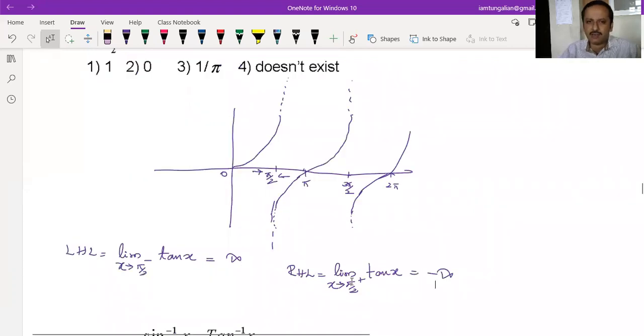The graph of tan x you have learned already. This is the graph of tan x. At 0, it is 0. You just observe: tan 0 is 0, tan pi by 4 is 1, tan pi by 3 is root 3, and tan pi by 2 tends to infinity. In the second quadrant it is negative, and from pi to 3 pi by 2, the third quadrant, it is positive. At 3 pi by 2 it again tends to plus infinity from the left side, then from the right side it tends to minus infinity. In the fourth quadrant it is negative. The domain is the set of all reals except the odd multiples of pi by 2, and the range is the set of all real numbers, minus infinity to plus infinity.